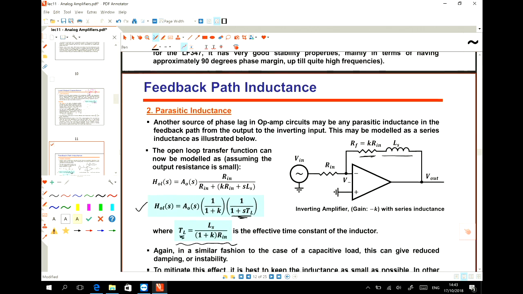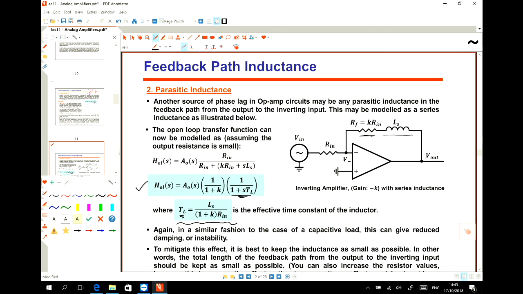Another component which can lead to instability and again generate a pole inside the working region is the inductance in a feedback path.